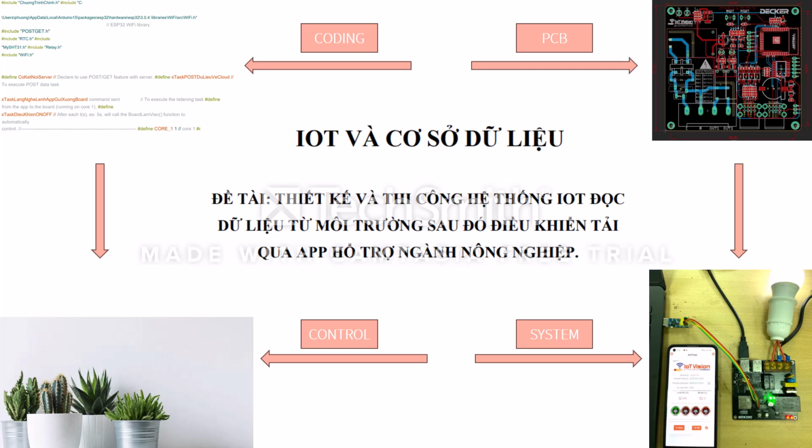Today I'm going to design and construct an IoT system to read data from the environment and then control loads via an app to support the agricultural industry. As a first step, I'm going to move directly to the real system, and then I'll show how to build and design the code and the hardware for this system.